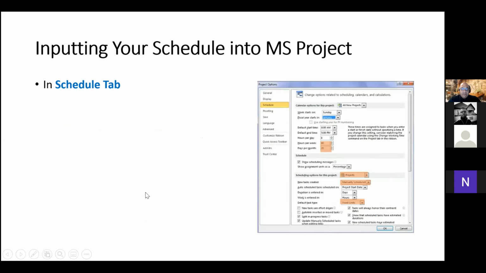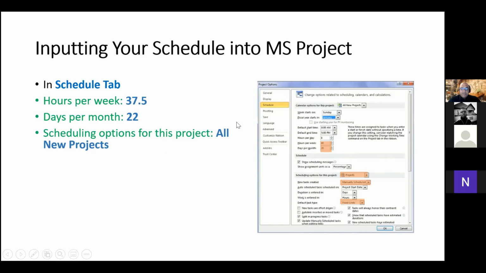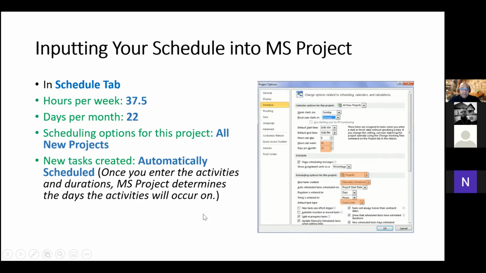Okay, under the schedule tab again, under the options, hours per week, you can say 37.5 if it's a 7.5-hour day. The screenshot shows 40 hours per week. Days per month, 22 if you want. You set this up the way you need to. I've just given this as an example, right? Scheduling options for this project. You choose the selection, all new projects. New tasks created, make sure it's automatically scheduled.